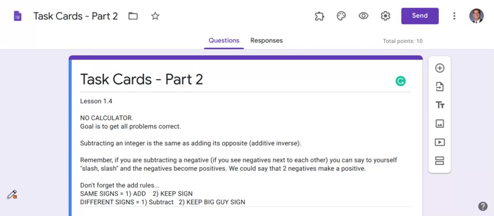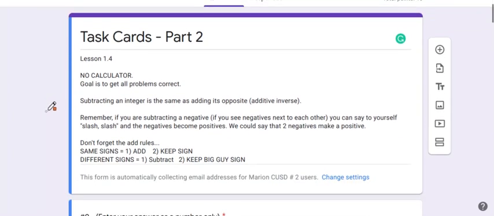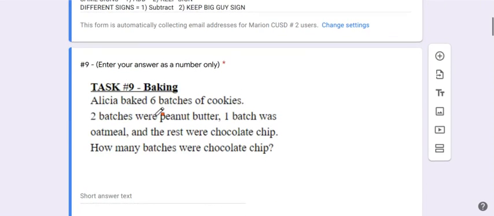I'm here in the Task Cards Part 2 Google Form. Up here, there are some helpful reminders on the add rules. Same signs, add and keep the sign. Different signs, subtract and keep the big guy. Remember, if you are subtracting a negative number, you can say to yourself, "the negatives become positives," or we could say two negatives make a positive. So subtracting a negative is actually addition.